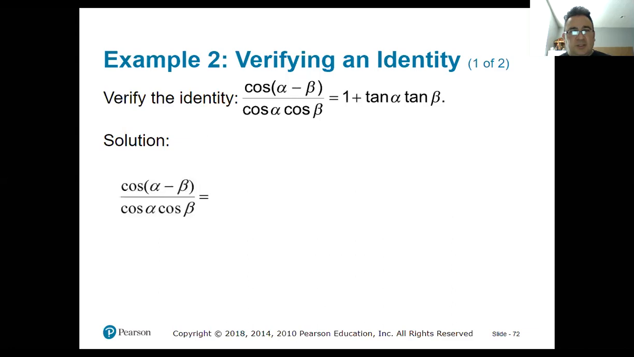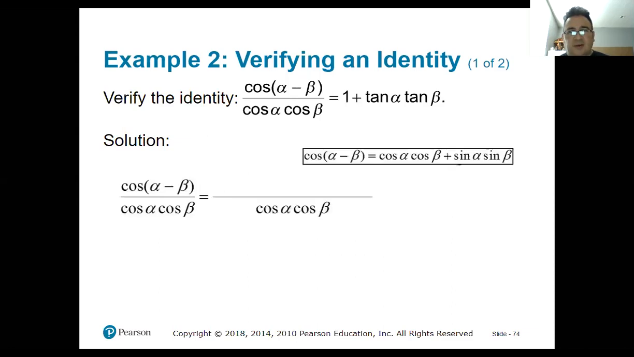So let's see, cosine of alpha minus beta. What's cosine of alpha minus beta? Well, we had that earlier, right? Cosine of alpha times cosine of beta plus sine of alpha times sine of beta. Very good, right? So that's what it is. So now I'm going to replace that and put that as my numerator.